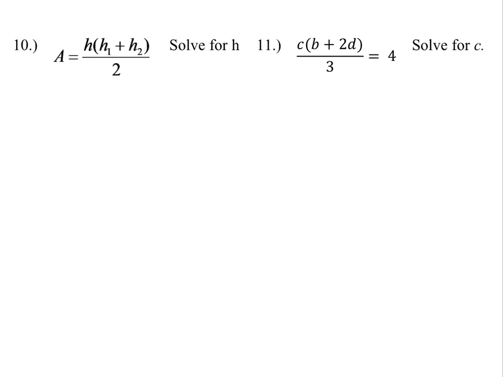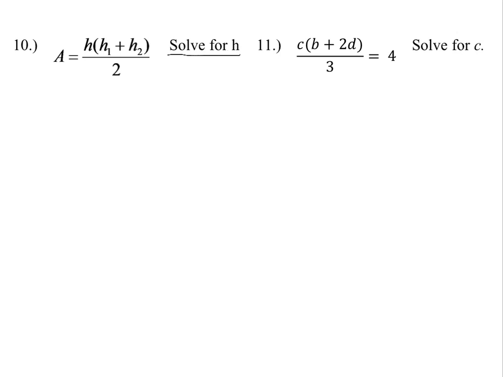Okay, let's finish up the last two problems. The two problems that we just did had parentheses in them, and you had to distribute to be able to isolate the variable. That was the best method. Here are two examples where distributing is not going to help us. So let's just take a look at number 10 for a minute. Number 10 is saying solve for h.